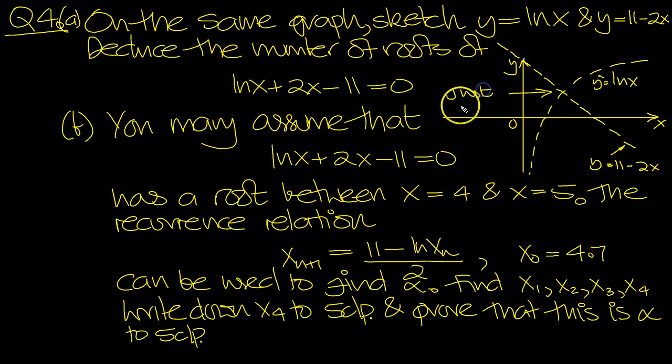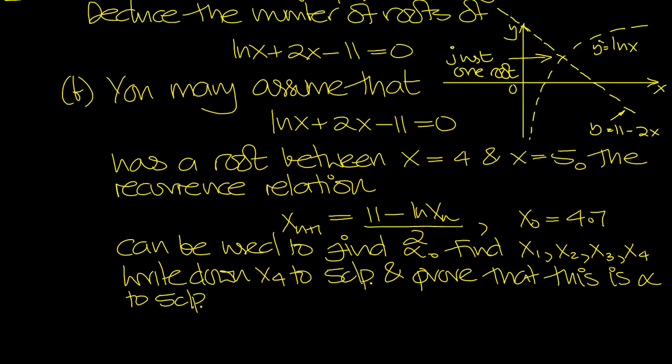Okay, so I think we can see that. You may assume, you might want to show a little bit of workings to expand upon this comment here. You may assume that this equals 0 has a root between 4 and 5. This recurrence relation with x0 as 4.7 can be used to find alpha. Find x1, x2, x3, x4 and write down x4 to 5 dp.